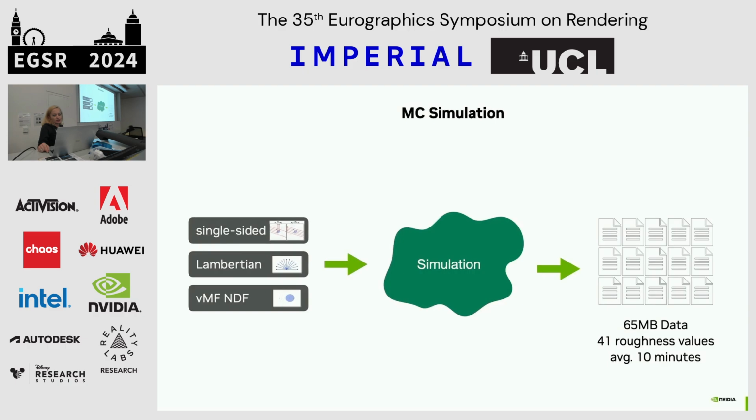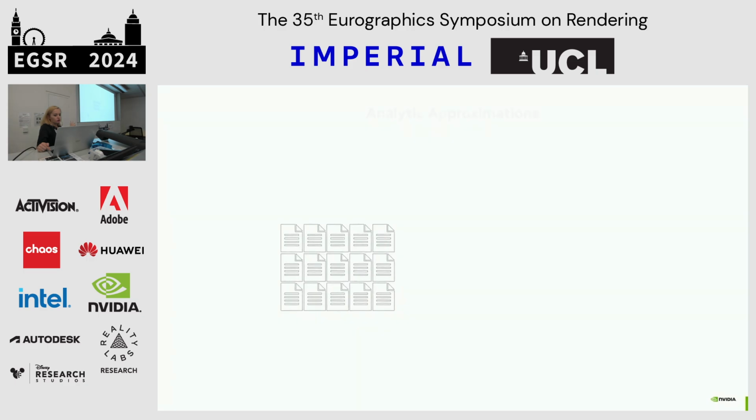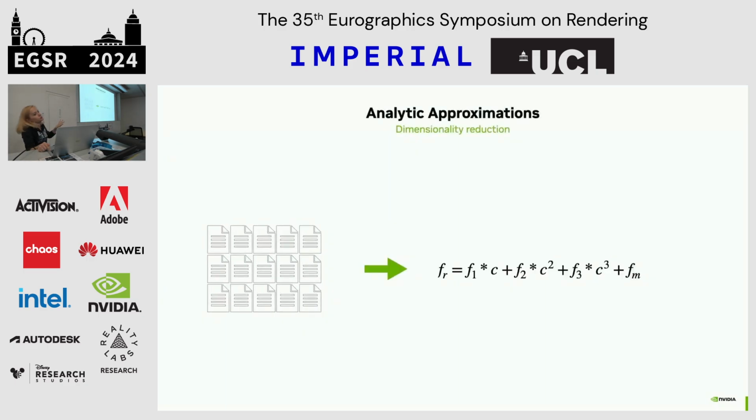Output is a lot of data. So we have 41 roughnesses simulated, and an average roughness takes around 10 minutes, but this means the average, so the low roughness takes a lot longer than 10 minutes, and the high roughness is shorter. The output of the simulation is now the input to our BRDF model.